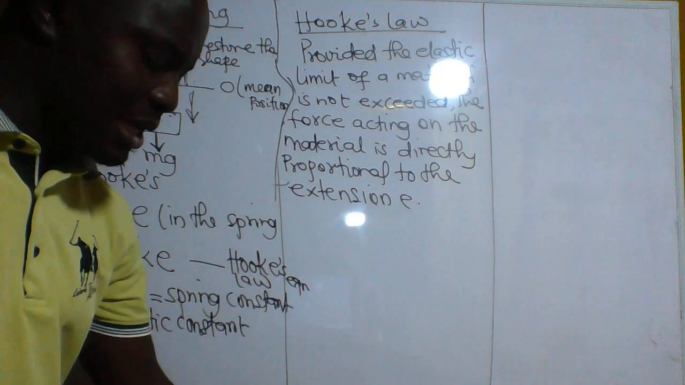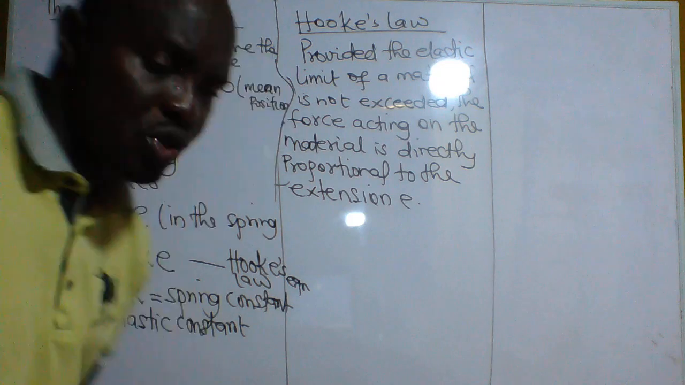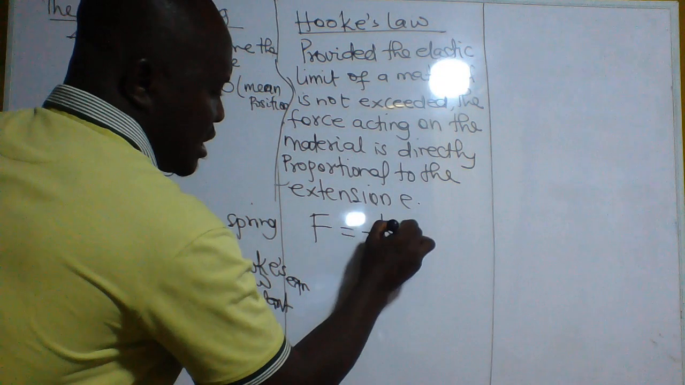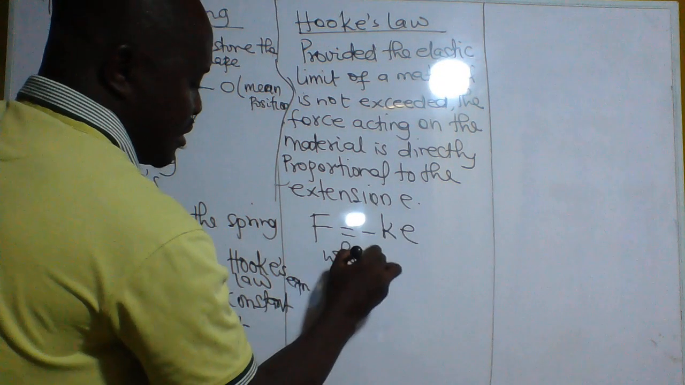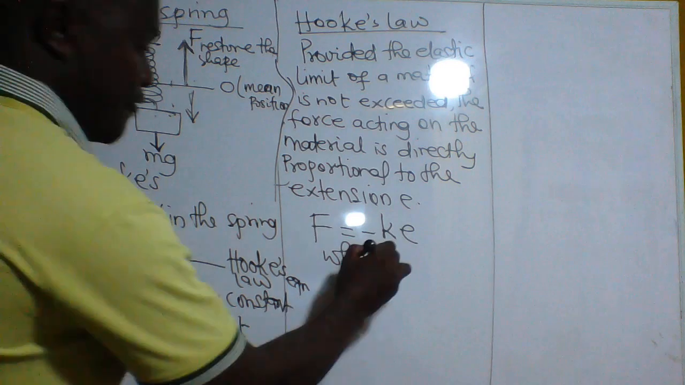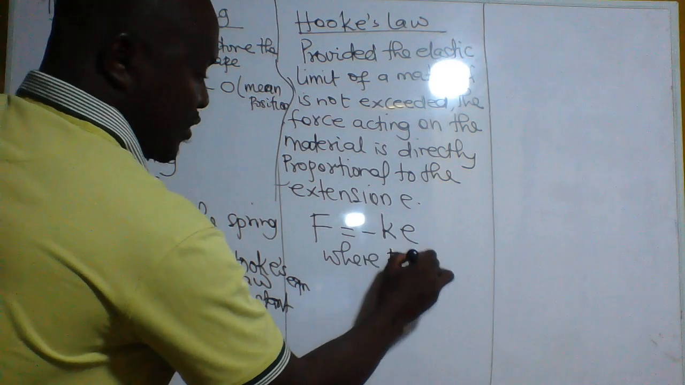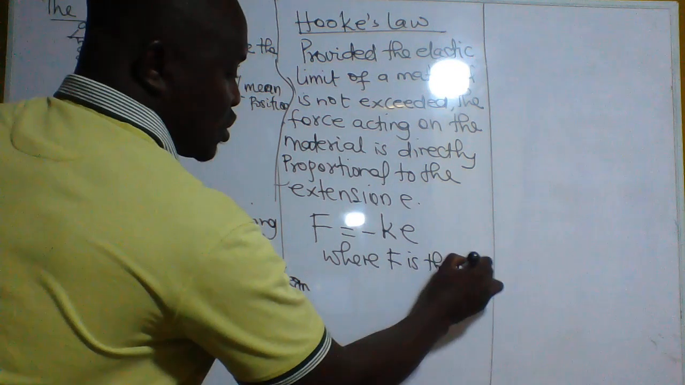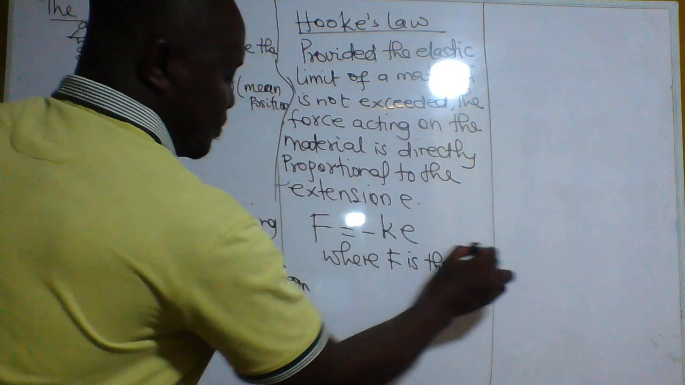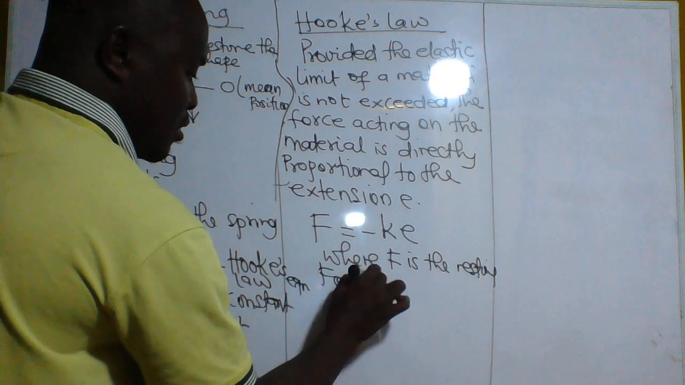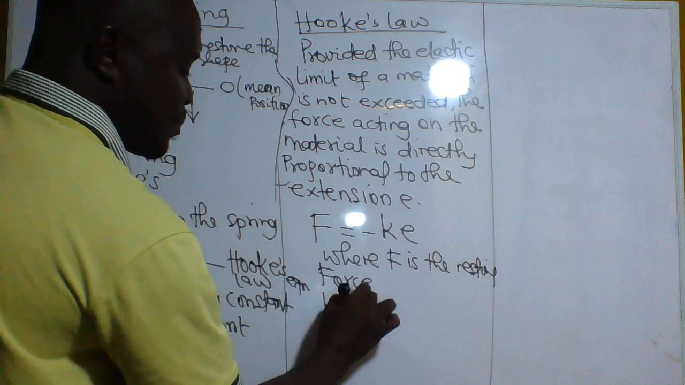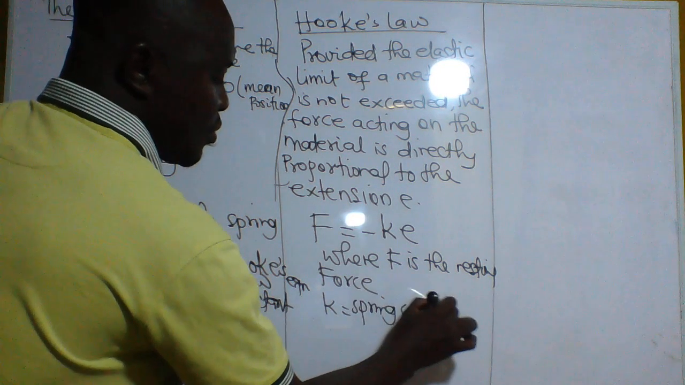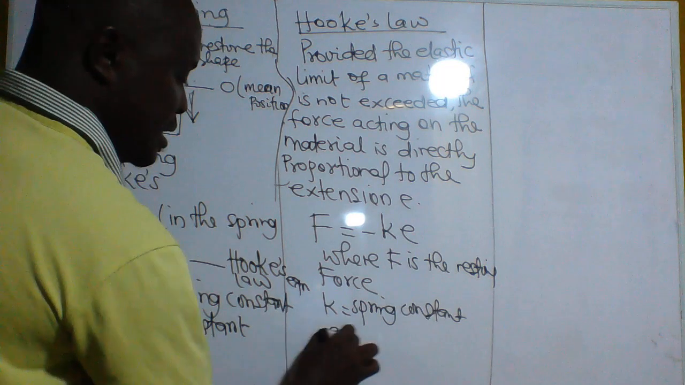So as I explained to you earlier, Hooke's law is this: F is equal to minus K E, where F is the force or the restoring force, K is the spring constant, and E is the extension.